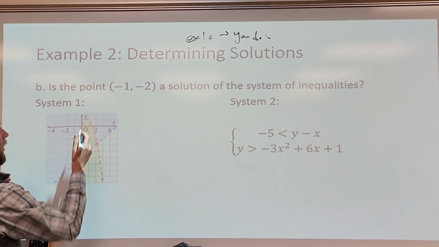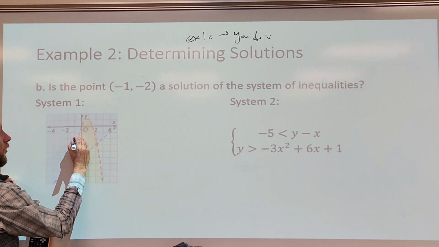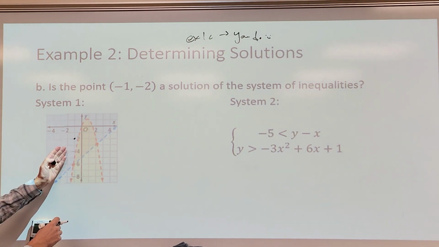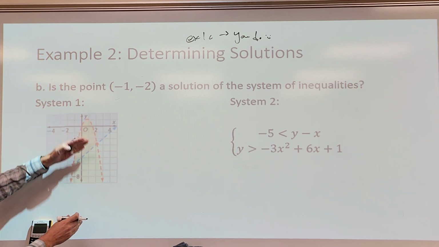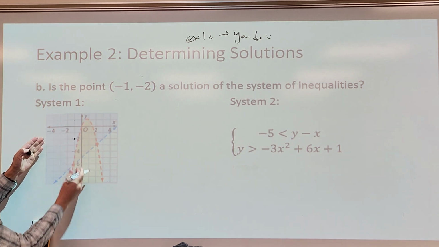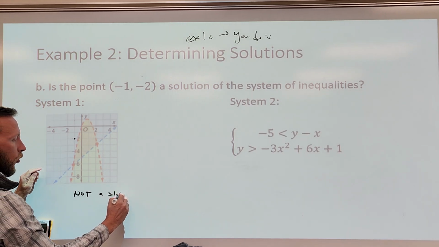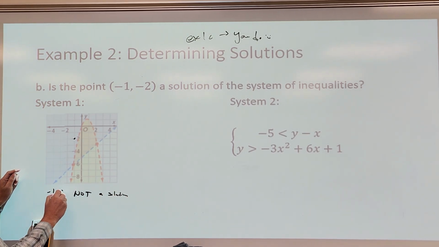At the point -1, -2, this is outside of the shaded region. So it works for the line, right? It's above the line, but it is not below the parabola. So not a solution. It does not work. -1, -2 is not a solution.